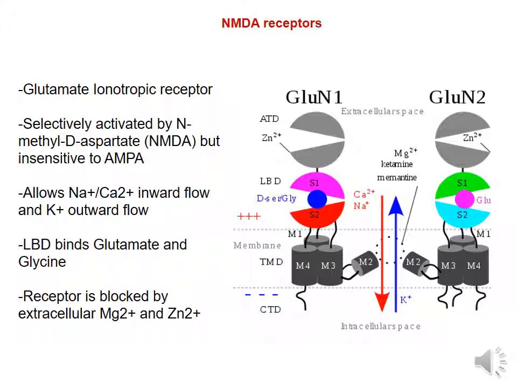One is the binding of both glutamate and glycine, and the second event is the membrane depolarization for the removal of the magnesium and zinc to finally allow the flow of cations. We will see this in a little bit more detail in the next slides. Then this results in a calcium flux that is very important for mediating synaptic plasticity and cellular mechanisms for learning and memory.